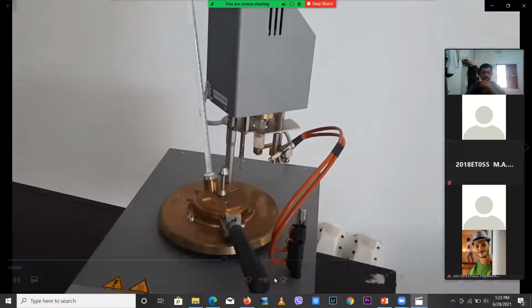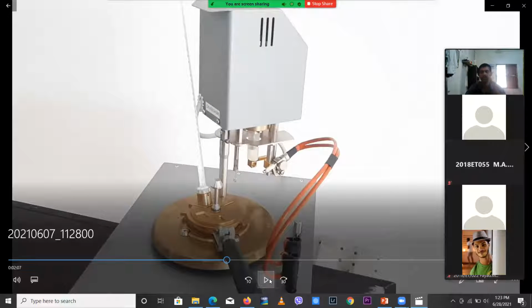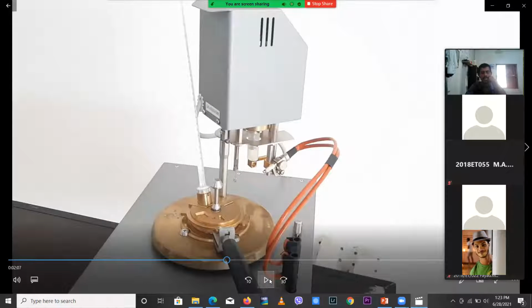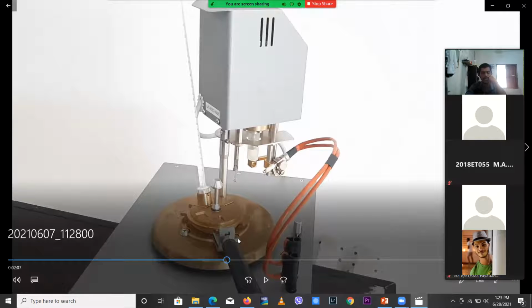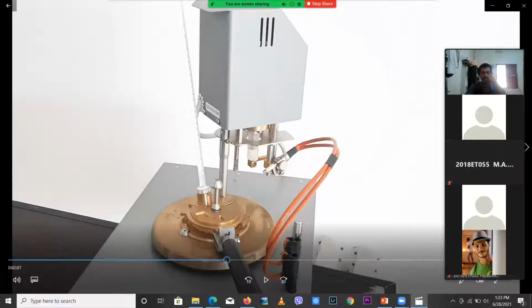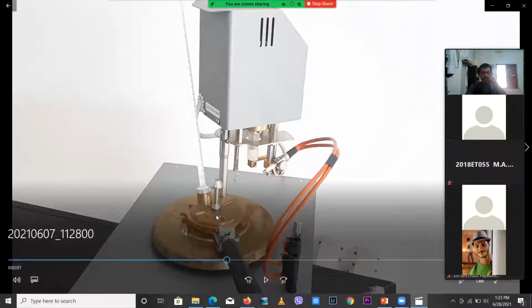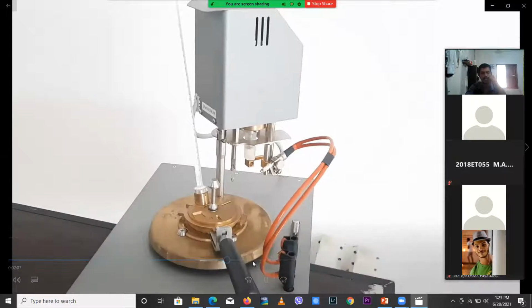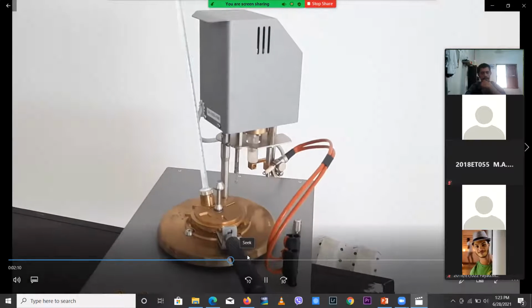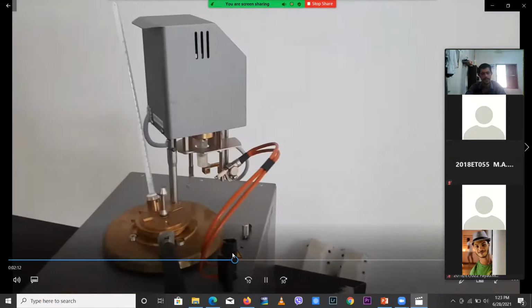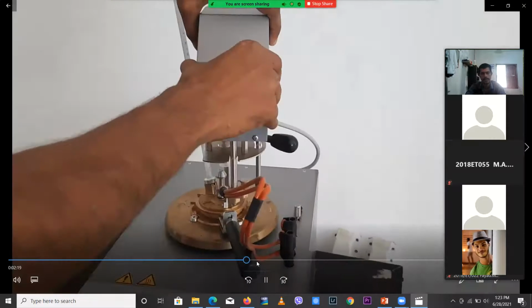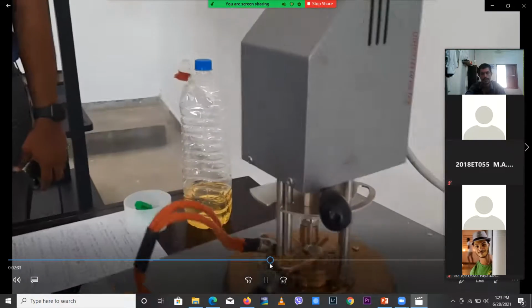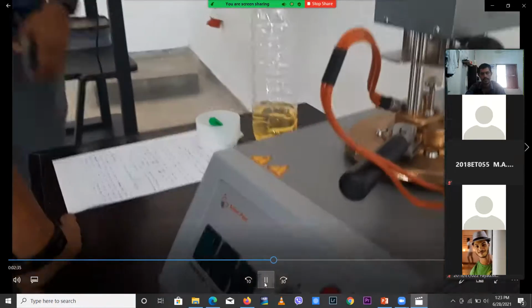Now it is at room temperature, so we don't need to switch on the heater, because it is petrol. It already reaches that flash point. So we just do the testing at room temperature. Later we have to switch on the power button and start the testing.